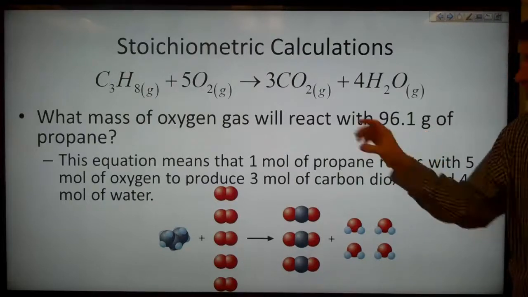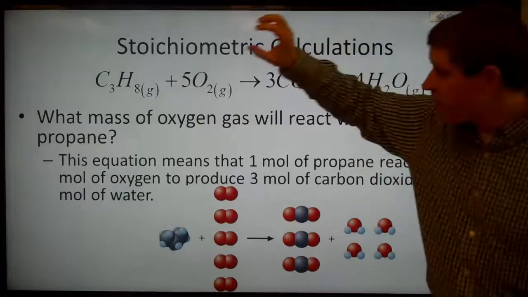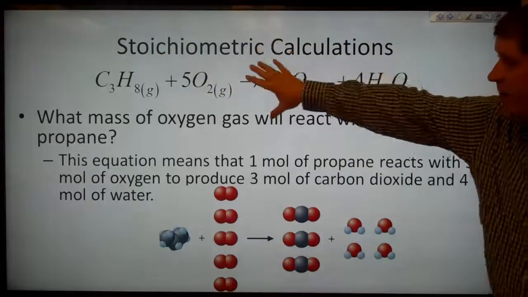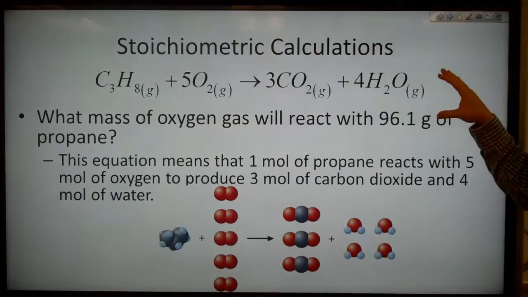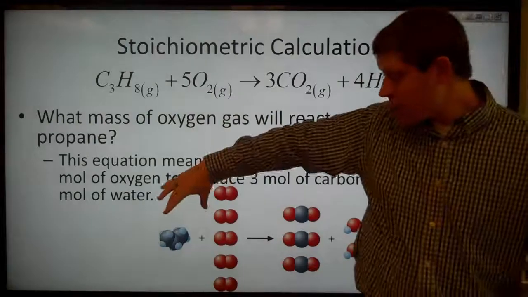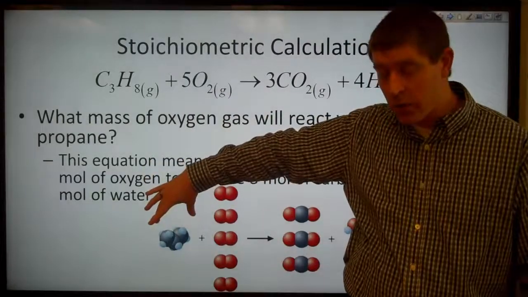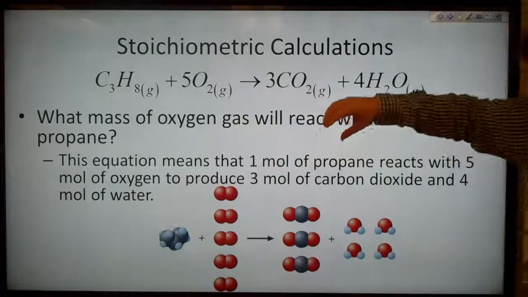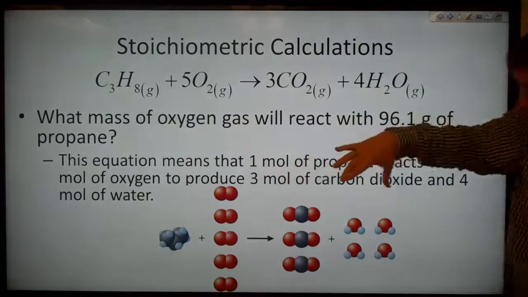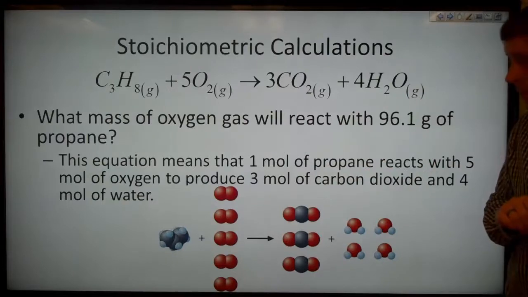Well, this equation means that we have 1 mole of propane reacting with 5 moles of oxygen to yield 3 moles of carbon dioxide and 4 moles of water. Or we could show that in terms of molecules. So 1 propane molecule reacts with 5 oxygen molecules to yield 3 carbon dioxide molecules and 4 water molecules.